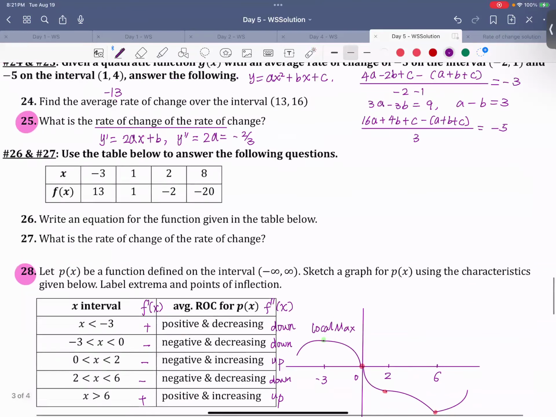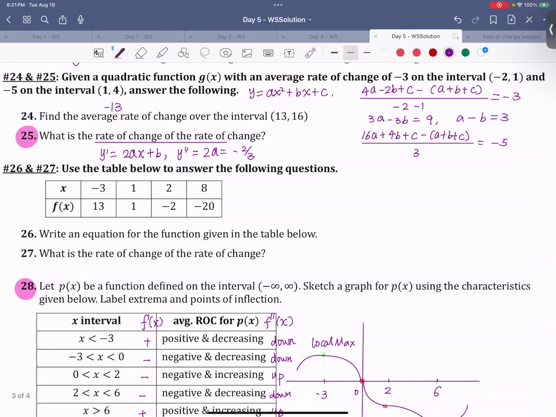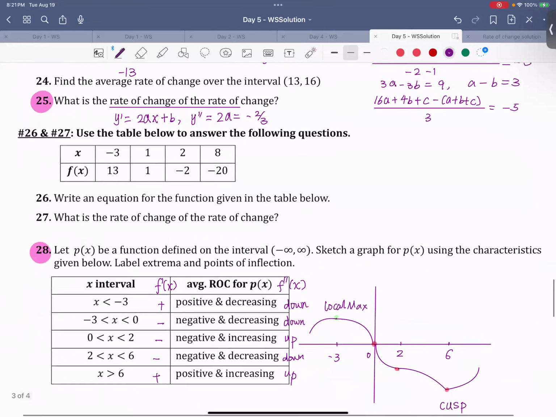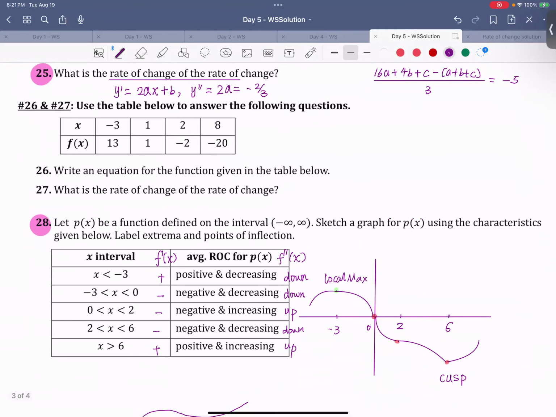Go ahead, do 26, 27. Don't overthink. If you overthink, if you do this y minus y, you see it's not the constant. But did you pay attention to the x? The x is not increasing by a constant value.